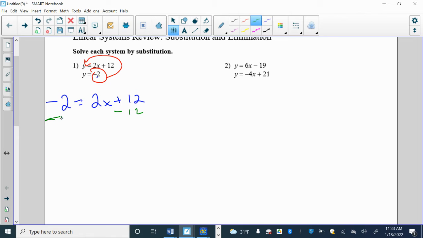So we can subtract 12 on both sides. -14 equals 2x. Divide by 2. X is -7. Well, we already knew that y was -2. So the solution, the ordered pair that makes both of these equations true, x comma y, would be -7, -2.